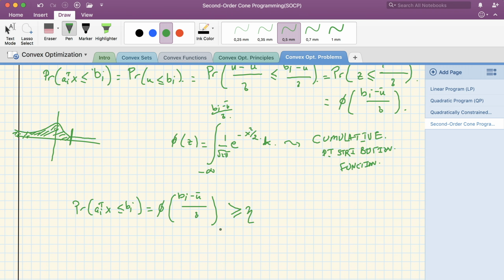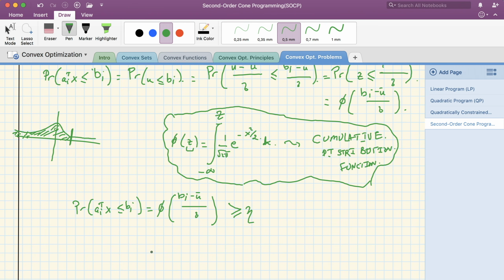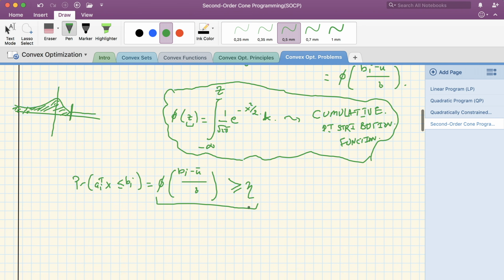Now, since phi is an increasing function, so the more the argument increases, so this is a Z, sorry about that. The larger Z is, the more area we'll cover. So a CDF will be an increasing function. Since it's an increasing function, we could apply phi inverse on both sides. So we'll get (b_i minus u bar) over sigma greater than the inverse of phi of eta.